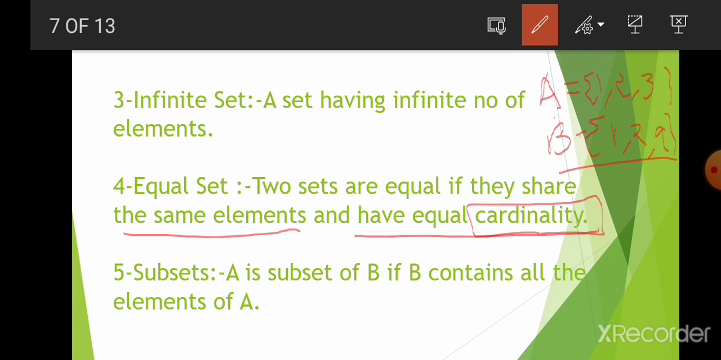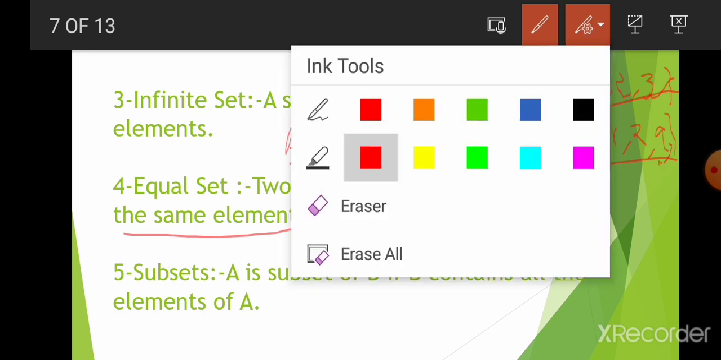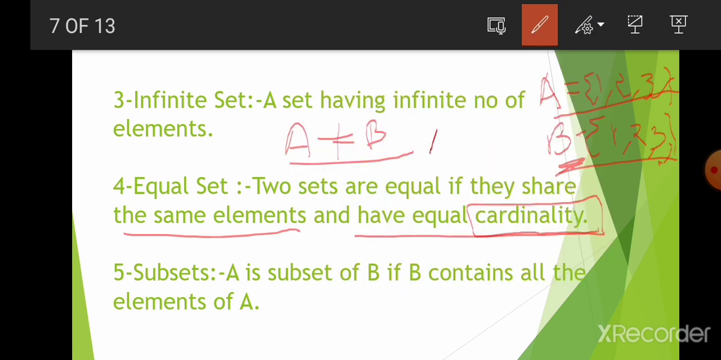Now the cardinality of both sets is equal, that is 3, because 3 elements are there, but still A is not equal to B because the elements of A are not the same as B. 3 is an element of A which is not present in B, so A is not equal to B. If instead of 4 there is 3, then we can say A is equal to B, because the cardinality is also equal. To check whether two sets are equal or not, two conditions are there. First is the cardinality, and the second is that the elements should be the same.